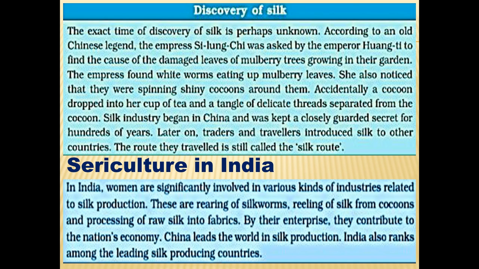unknown. According to an old Chinese legend, the Empress Xilong was asked by the emperor to find out the causes of the damaged leaves of mulberry trees growing in their garden. The empress found white worms eating up mulberry leaves. She also noticed that they were spinning shiny cocoons around them. Accidentally, a cocoon dropped into her cup of tea and a tangle of delicate threads separated from the cocoon.